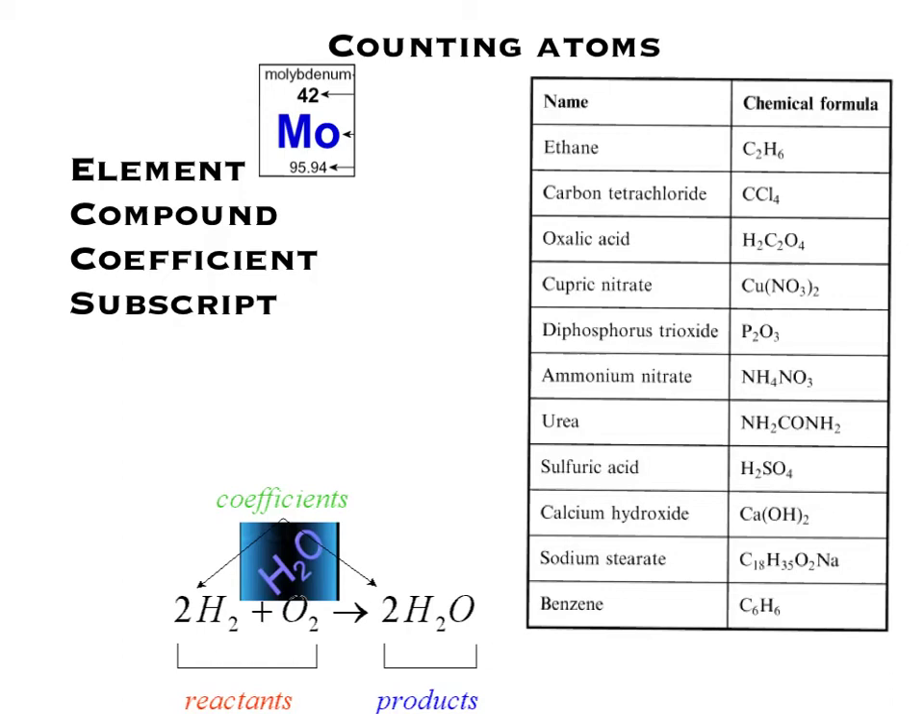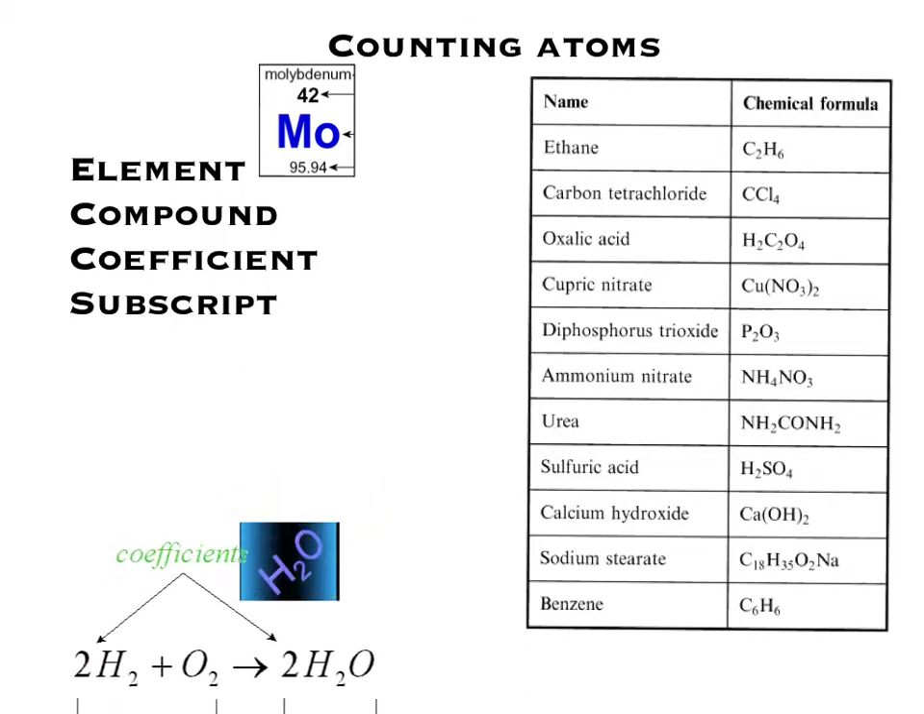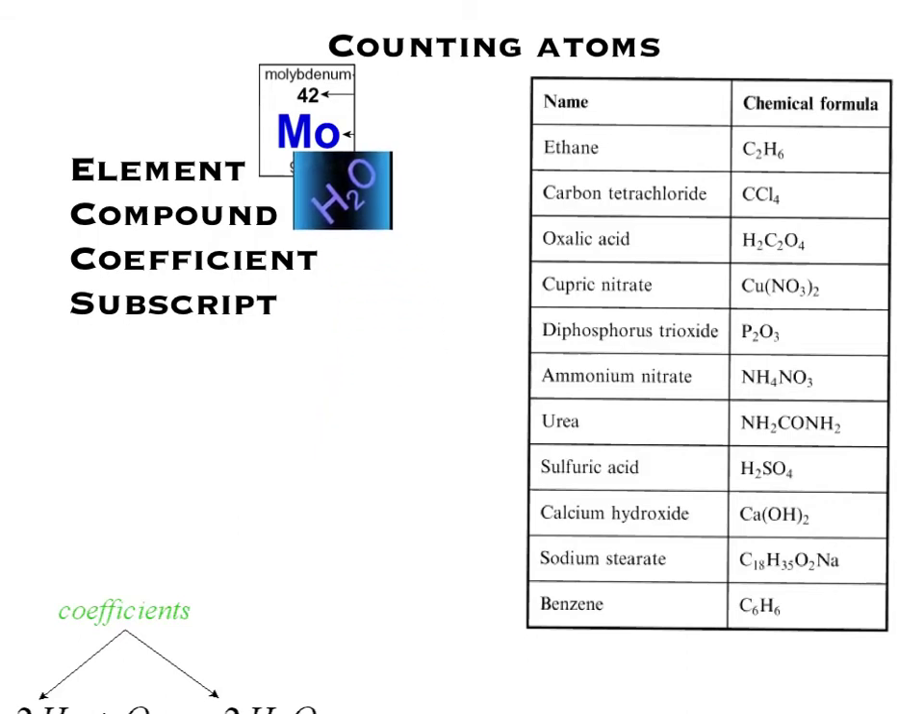The next word I have for you is compound. A compound is a combination of elements. It is two or more elements chemically combined, such as in water. Water has hydrogen and oxygen. That is two or more elements chemically combined.